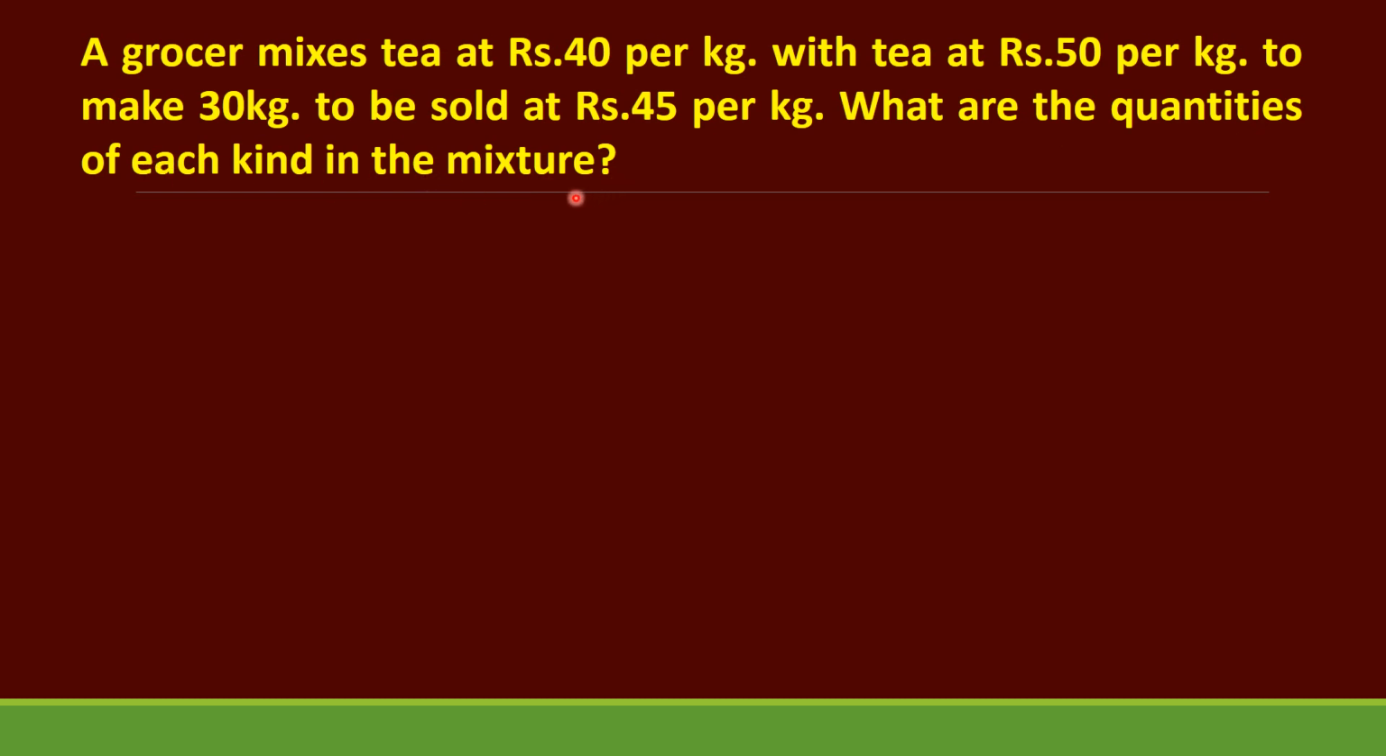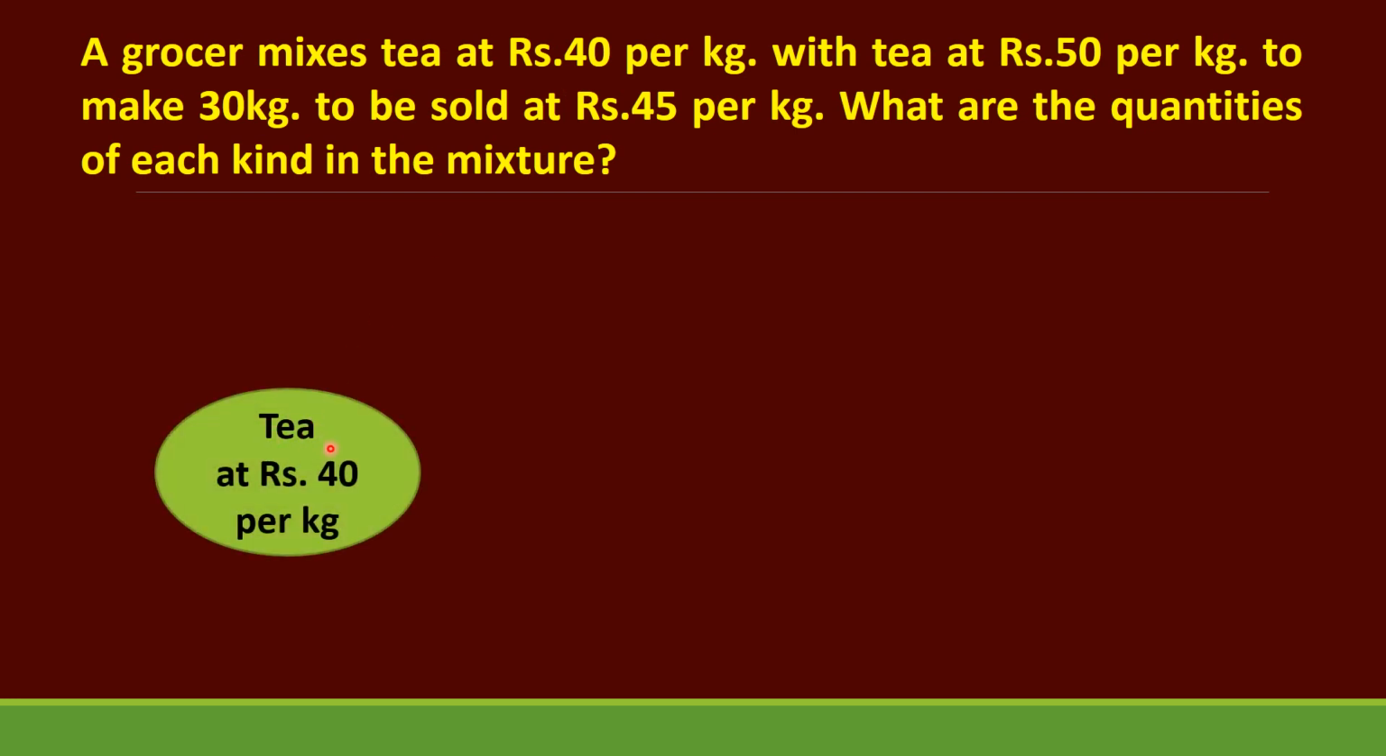Let us try to make the question more clear. It is given that there is tea at rupees 40 per kilogram. That is, this tea bag is at rupees 40 per kilogram. The quantity of this tea bag is unknown. Quantity is not known.